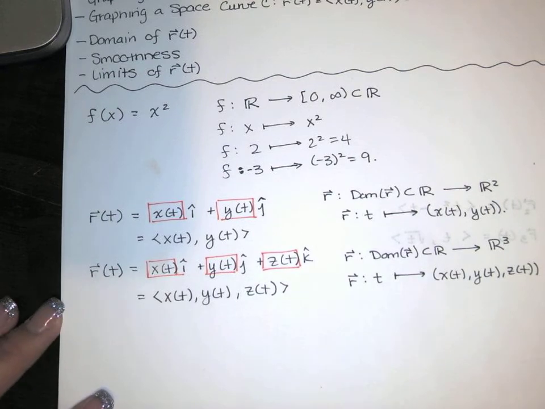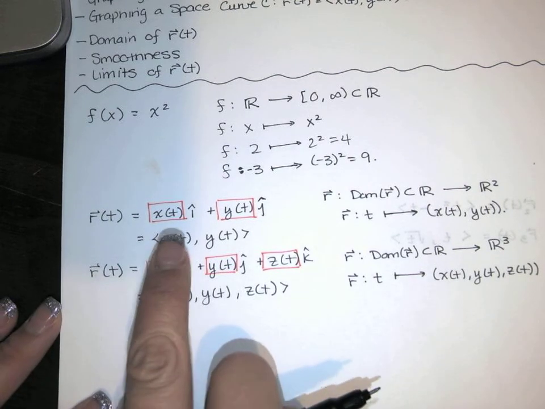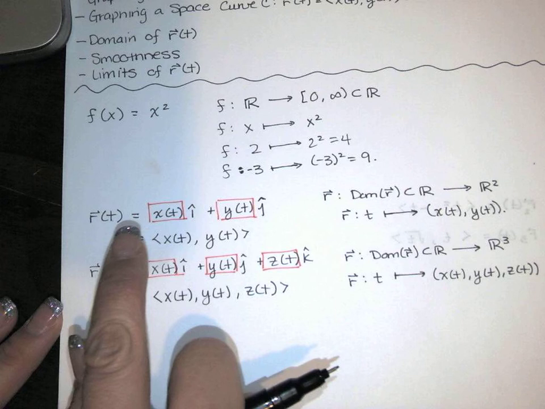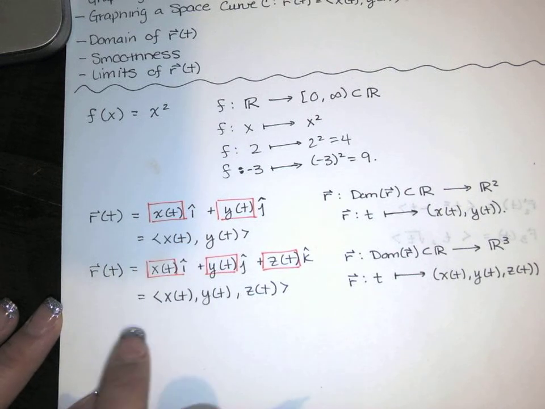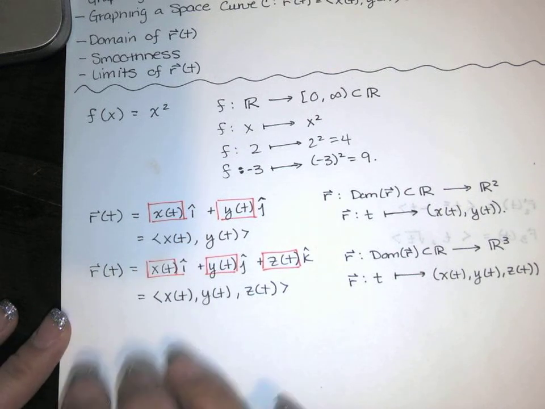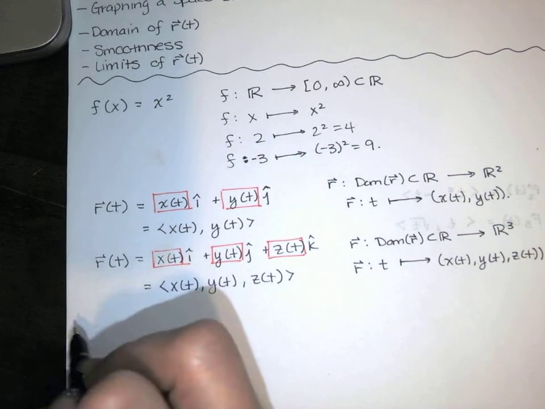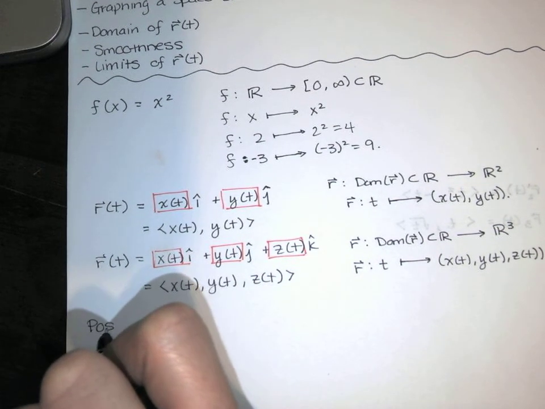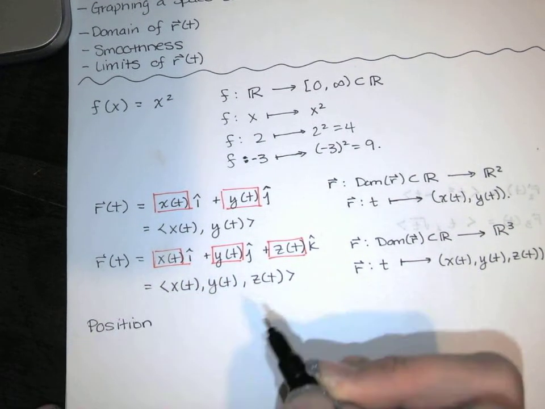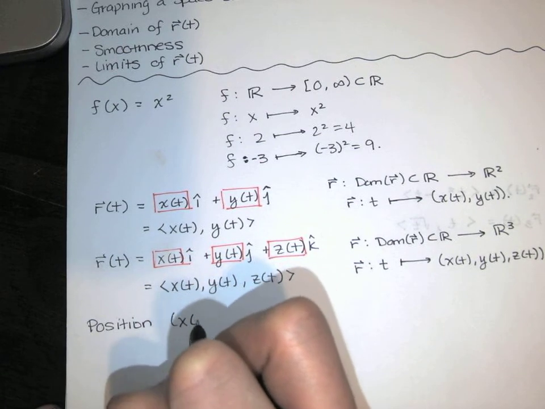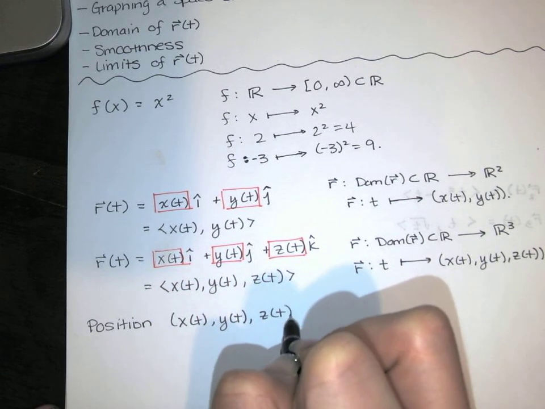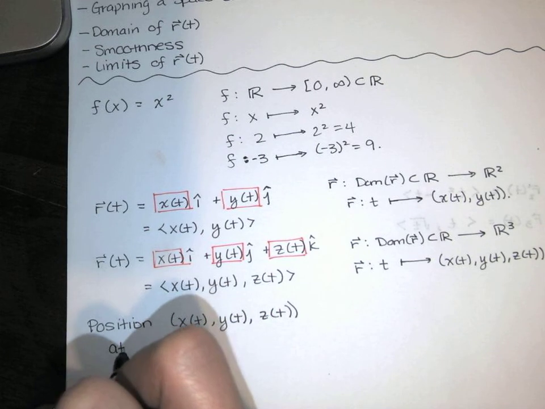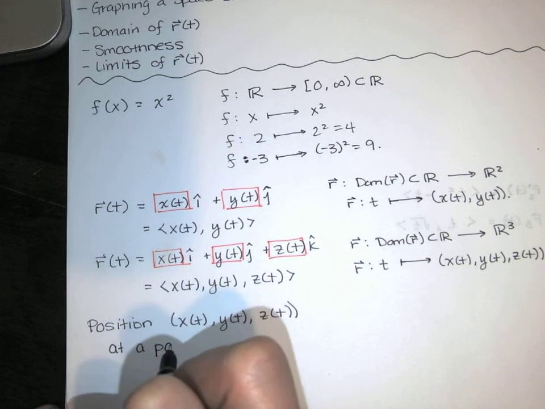Okay. Now, if I think of this as pointing to a position in space or a position in the plane, we can think of these as representing position vectors, giving you a position, x of t, y of t, or x of t, y of t, z of t, at a particular time t.